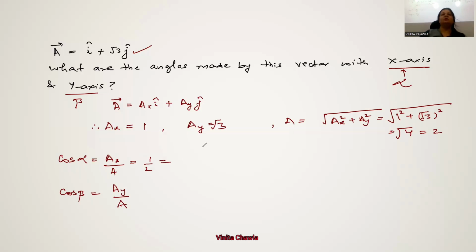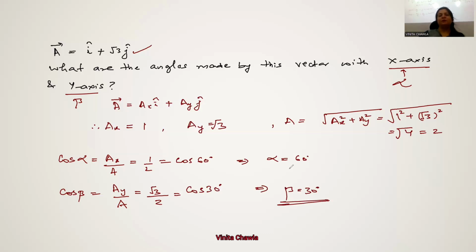When is cos theta half? Cos theta is half at 60 degrees. So we can write this as cos 60 degrees. This implies alpha is equal to 60 degrees. And from here we get root 3 by 2. When is cos theta root 3 by 2? At 30 degrees. So write cos 30 degrees. So from here we get beta as 30 degrees. These are the angles.